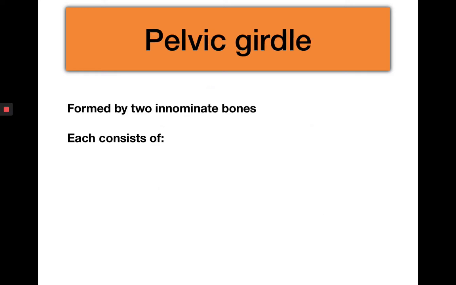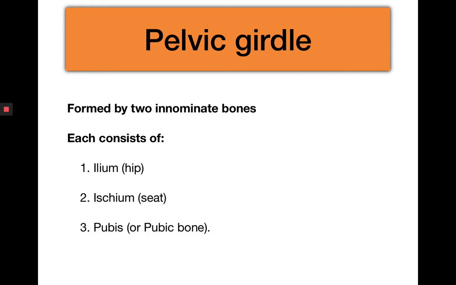Let's take a note of them then. They're formed by two innominate bones because these bones don't really have a name. They're just the left hip and right hip bone. But these each consist of an ilium, being the hip, the ischium, being the seat, and then the pubis, being the pubic bone. So there are 1, 2, 3 on your diagram on page 15. If we were to keep it simple, we can just say top, bottom, and middle. So ilium is the most superior bone in the pelvic girdle, ischium being the most inferior, and then pubis being that bit in the middle where the two innominate bones meet.